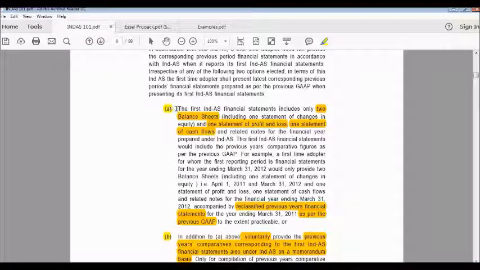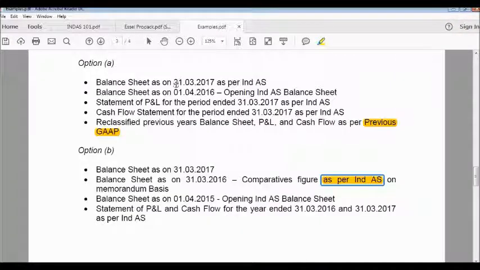Option number A: the first Ind AS financial statement includes only 2 balance sheets, 1 statement of profit and loss and 1 cash flow statement, and related notes as per Ind AS. So 2 balance sheets means this one, 31st March 2017 and 1st April 2016.